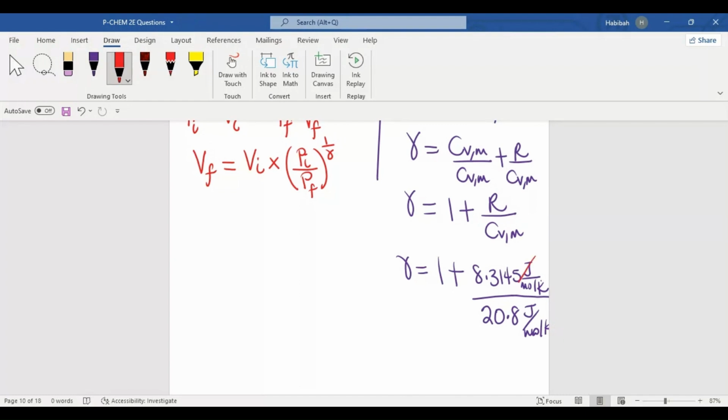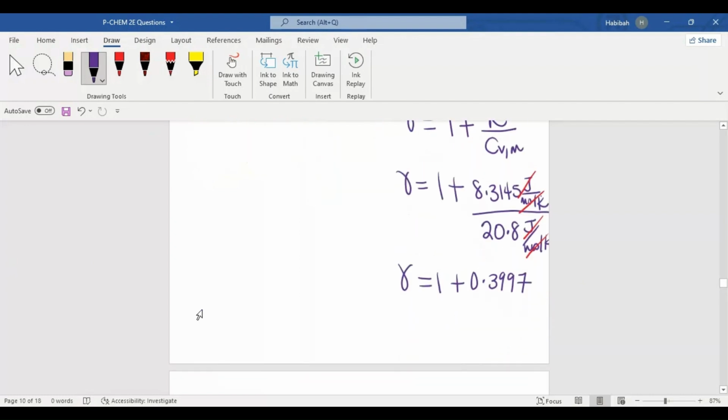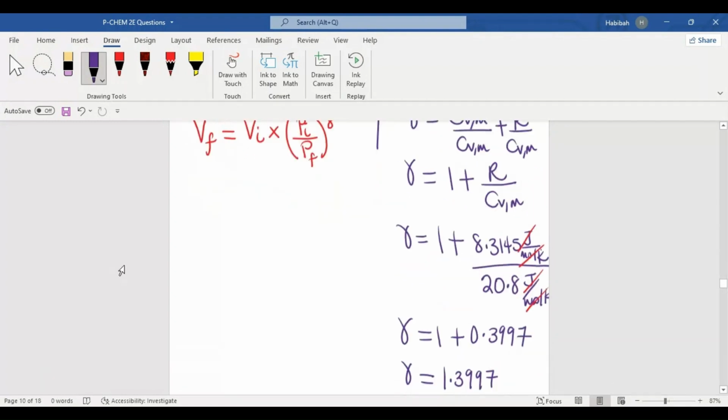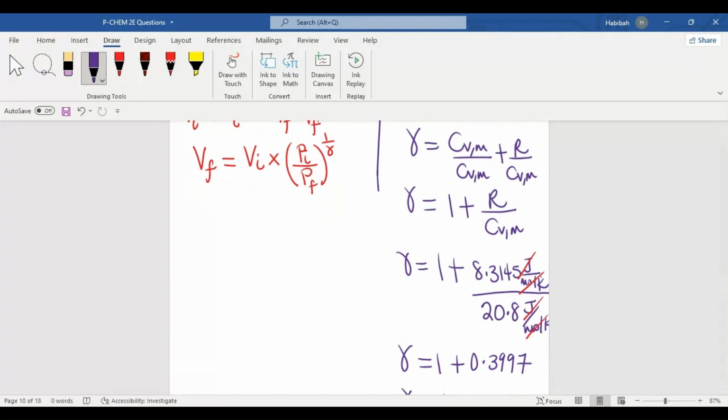So of course you cancel out the units. So gamma right here is the same thing as 1 plus 8.3145 divided by 20.8, which is going to give you 0.3997. So hence gamma is just going to be 1.3997. So that's basically what this is. So you have the value for gamma now, and you can now substitute all of this information in your work.